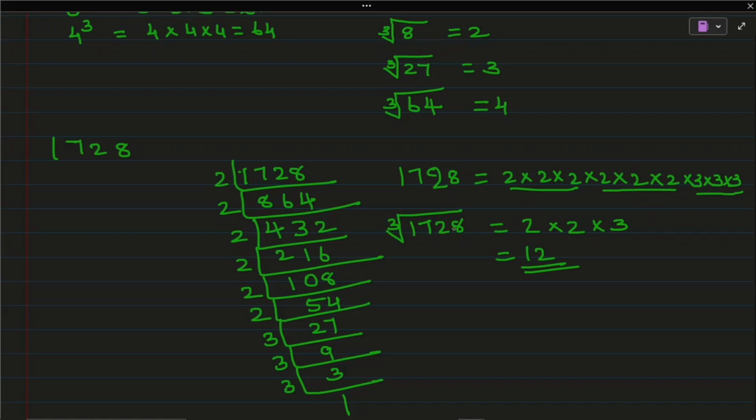Now when you find the cube root, take one number from each group. Here 3 2s are there, from that one 2 comes outside, and from the second group also 3 2s are there, from that one 2 will come outside, and here from the 3 threes one 3 will come outside. So here we got the answer 12. I hope all of you understood.